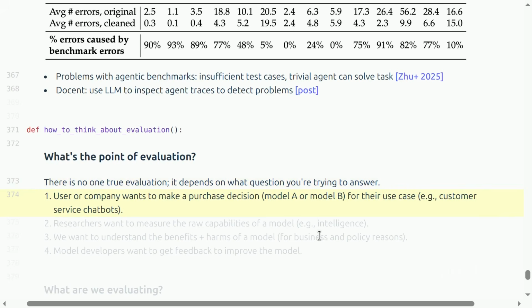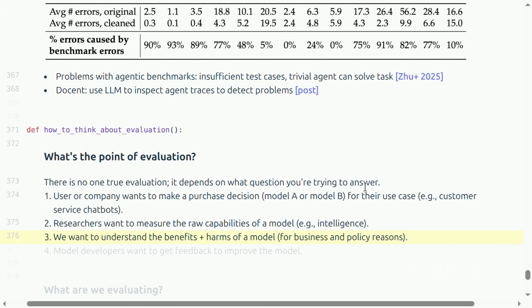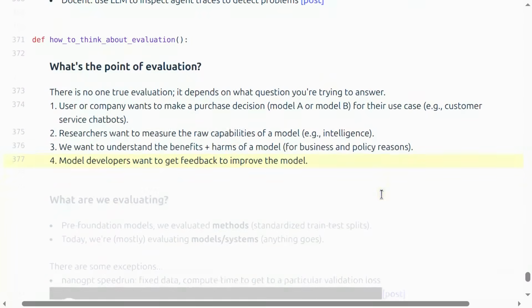So, for example, you could be a user or company that's trying to make a purchase decision: are you going to go with A or B for a particular use case? Or you're just a researcher and you have this intuitive notion of intelligence and you want to measure it somehow. Or you want to understand the benefits and harms for business or policy reasons. Or you're a model developer and you want to get feedback to improve the model. Each of these goals will lead you to potentially different benchmarks or some combination of evaluation strategies.